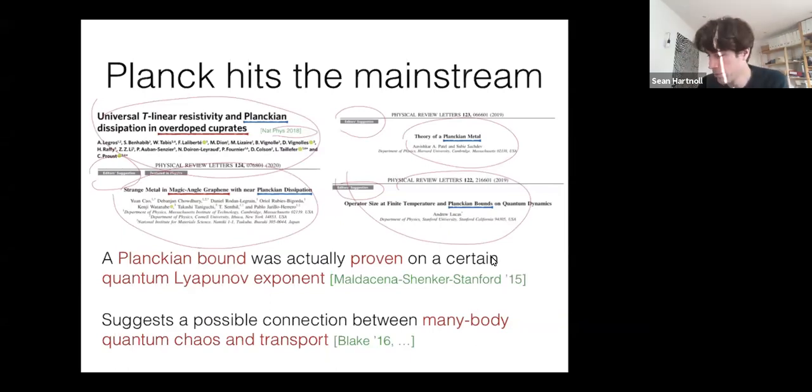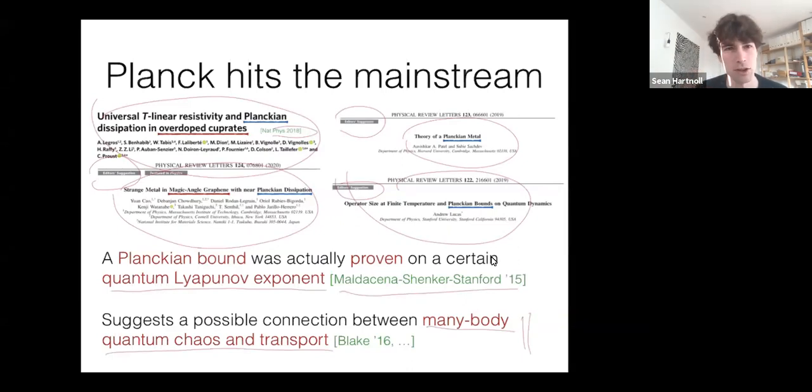And I think this whole program definitely got an indirect boost from the chaos bound, which is a Planckian bound, right? The chaos bound of Maldacena, Shenker, and Stanford says that there is a time scale that's bounded by this Planckian time, and it's this Lyapunov exponent. And this inspired some thoughts that there might be connections between many-body quantum chaos and transport.